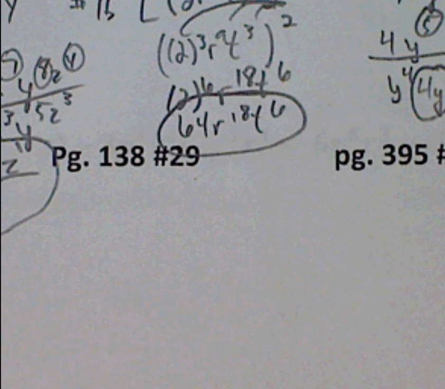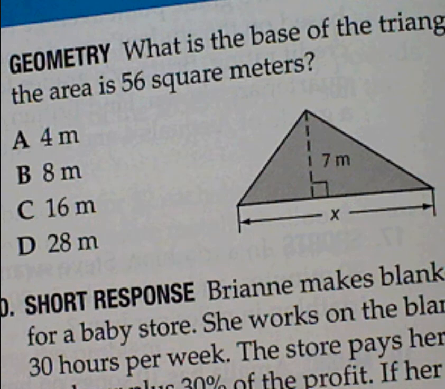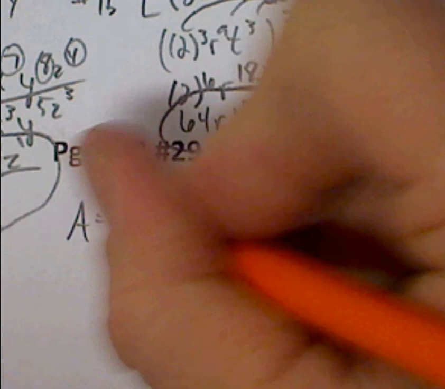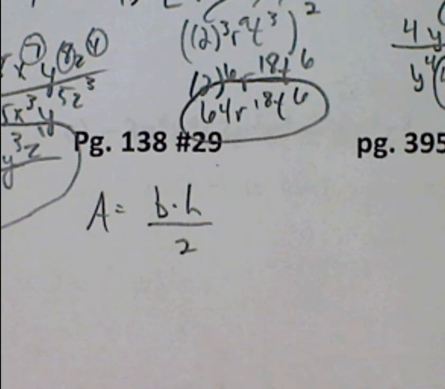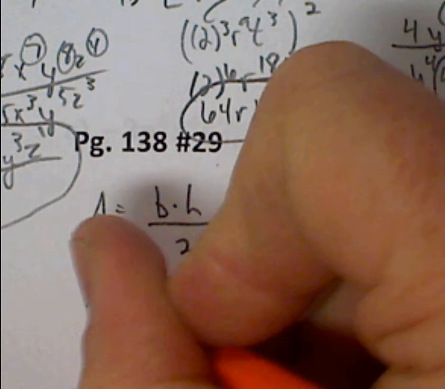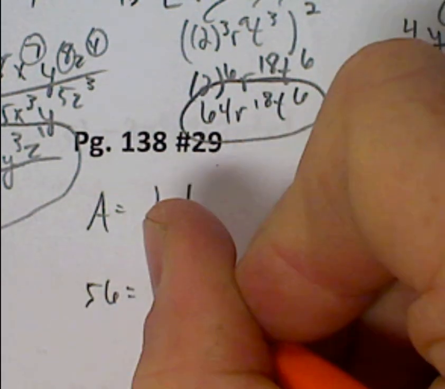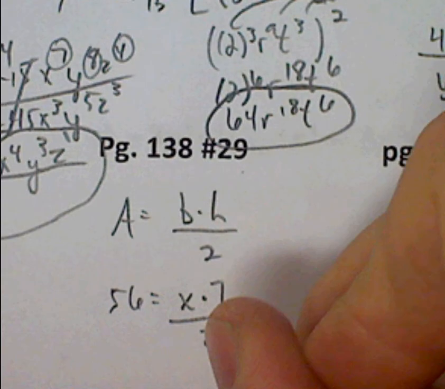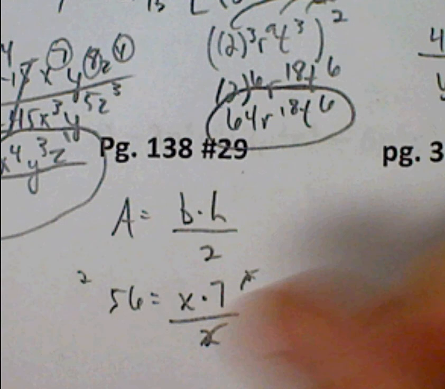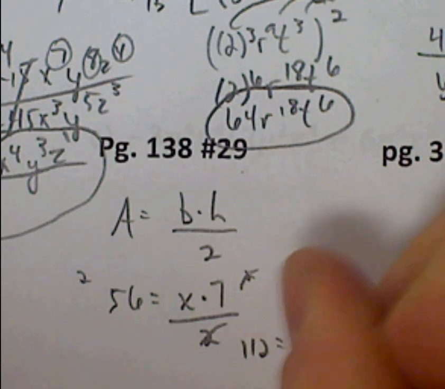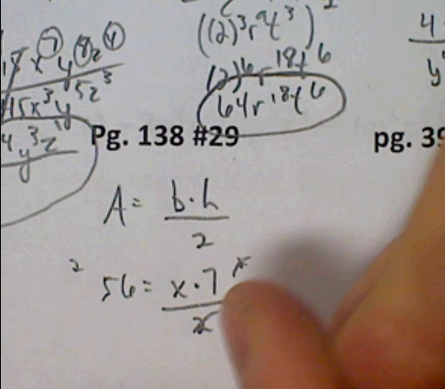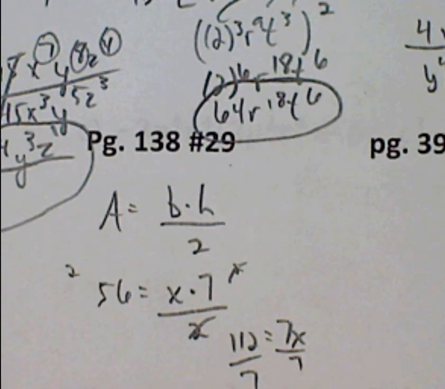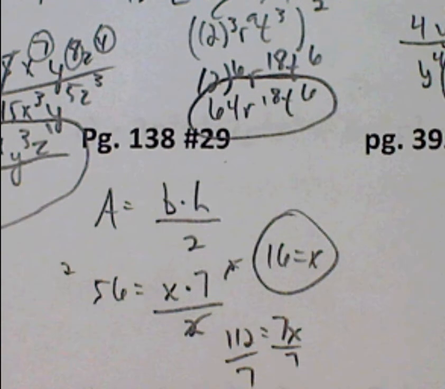Page 138, number 29. What is the base of the triangle if the area is 56 square meters? So I know the area of a triangle is base times height divided by 2. Okay? So it already gave me 56 as my area. My base, I don't know. My height is 7. And I need to divide this by 2. So I have a denominator, so I'm going to multiply both sides by 2. So that gives me 112 equals 7x. Divide by 7. 112 divided by 7 gives me 16. So 16 equals x.